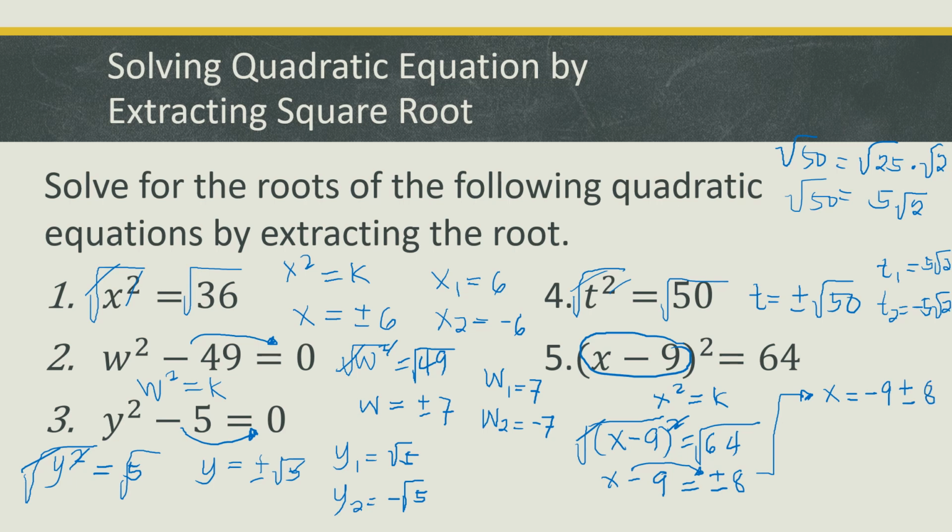Okay, so we have now two values. First is negative 9 plus 8, the second one is negative 9 minus 8. So the first value is negative 1 and the second value is negative 17. Alright? Let us have more examples of that equation.